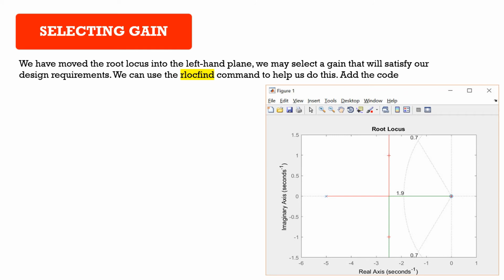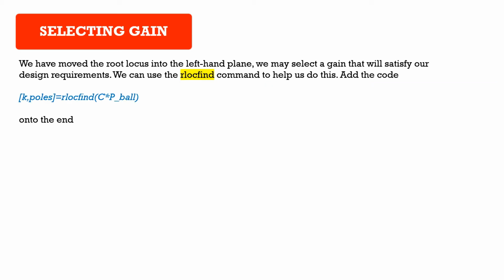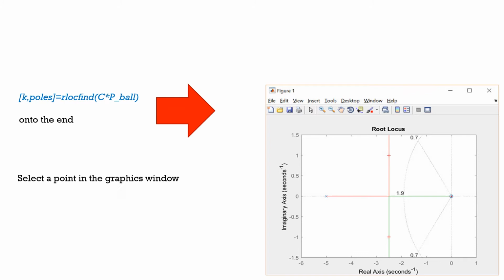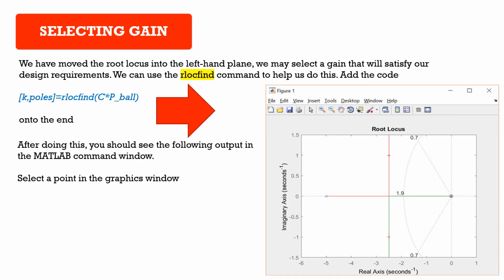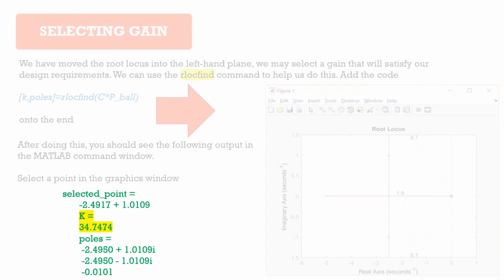This slide is about selecting the gain. Now that we have moved the root locus into the left hand plane, we must select a gain that will satisfy our design requirement. We can use the rlocfind command to help do this. Add this command onto the end of your M file. Then go to the plot and select a point near those indicated by the cross marks on the plot.